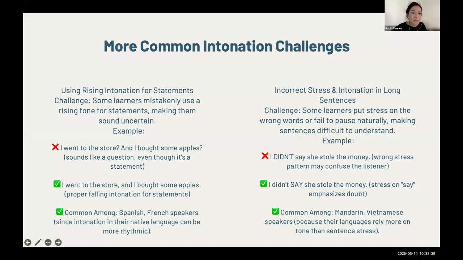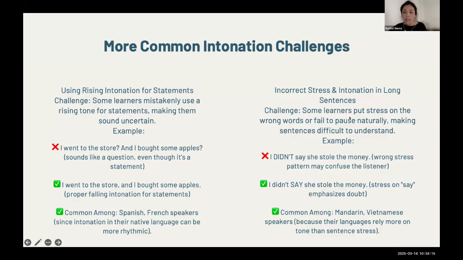For example, some learners mistakenly use a rising tone for statements, making them sound uncertain about something. I went to the store and I bought some apples. It's like, oh, are you unsure or did you do that? So they really want to make a statement. They're not asking a question. This is common sometimes among Spanish speakers and French speakers. So we would want to say, I went to the store and bought some apples. I went to the store, my voice is falling, and bought some apples. My voice is falling again.